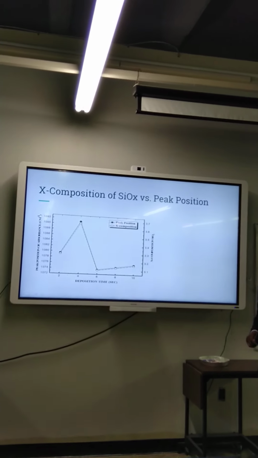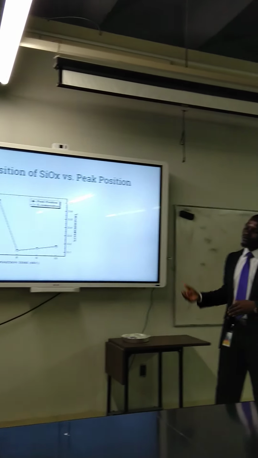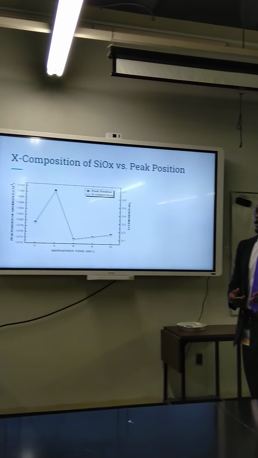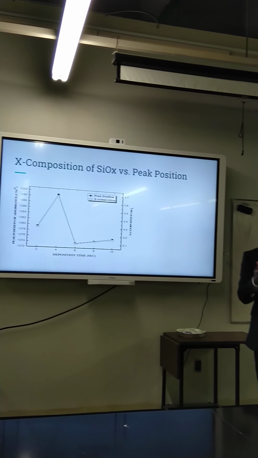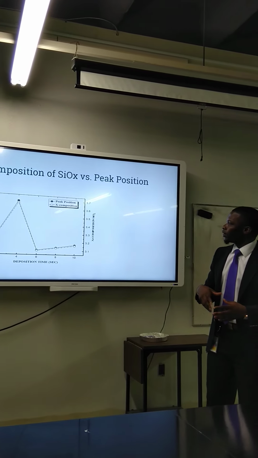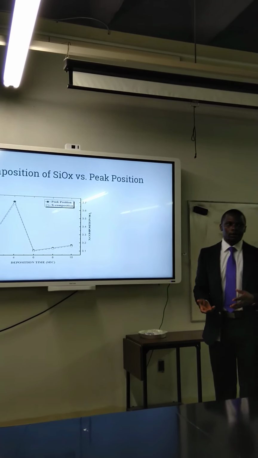So with this one now, we can find the X composition of silicon oxide and also the peak position using the two previous results that we got from the FTIR.